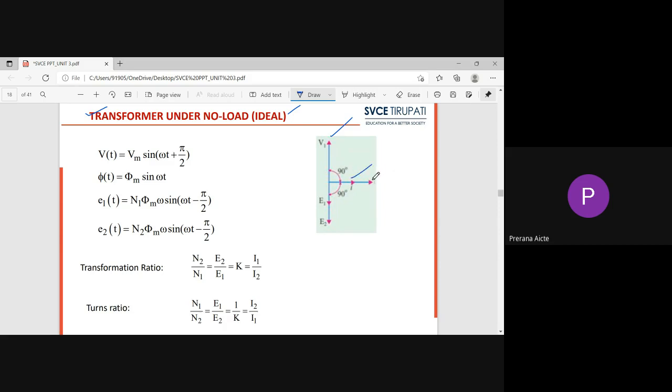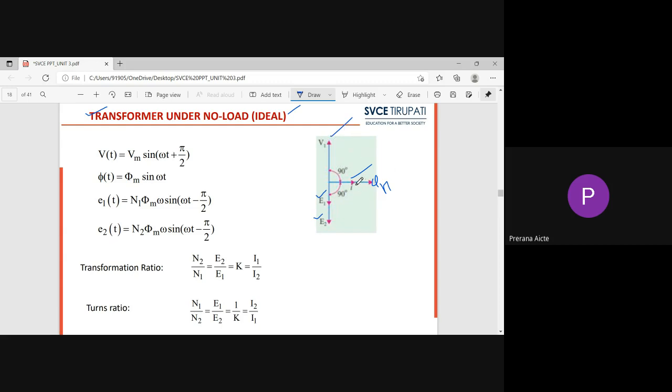Because of that Iμ current, a flux Φm is created, the main field flux. This flux is linked with the primary as well as the secondary. Automatically an EMF will be induced, E1 and E2, according to Faraday's laws of electromagnetic induction. See here, the primary winding is a pure inductive coil and the secondary winding is also a pure inductive coil. Then automatically V1 is applied.